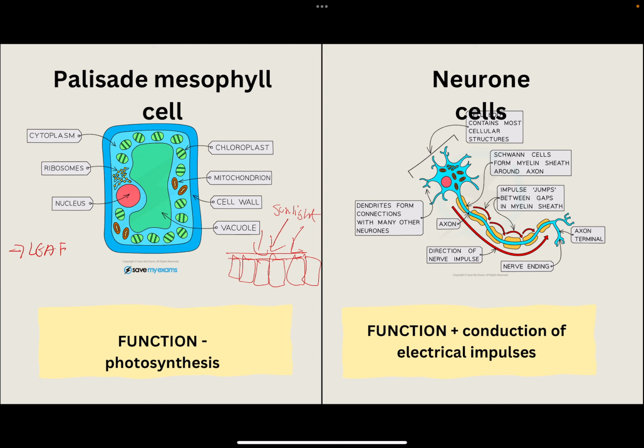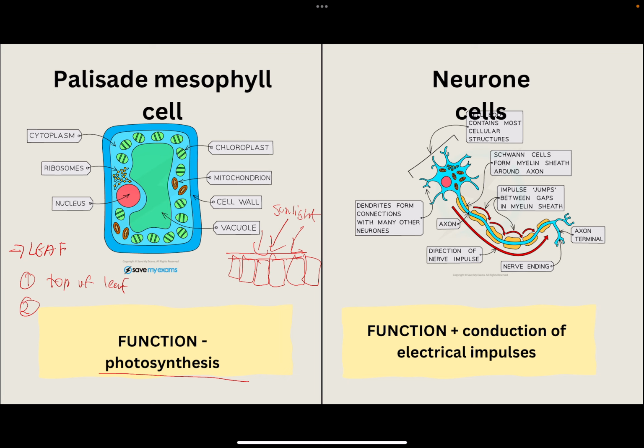Now what is the job of this palisade mesophyll cell? What does this do? It does photosynthesis. But how does it do photosynthesis? Now the palisade mesophyll cell is located on the top of the leaf. Let's write this: top of leaf.